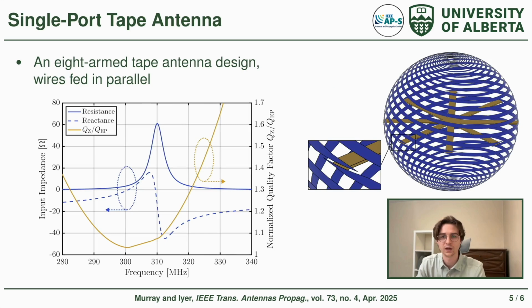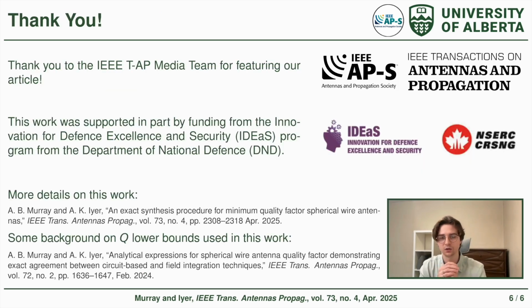We then took a look at maybe a more realistic design for fabrication. We went with an 8-armed tape antenna design with all the wires fed in parallel. And we can see here, looking at the Q normalized to the lower bound, that the performance of the Q is quite low. So that concludes this video abstract.